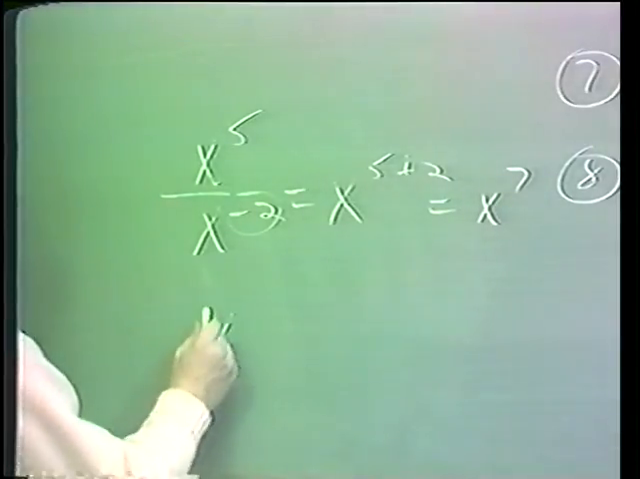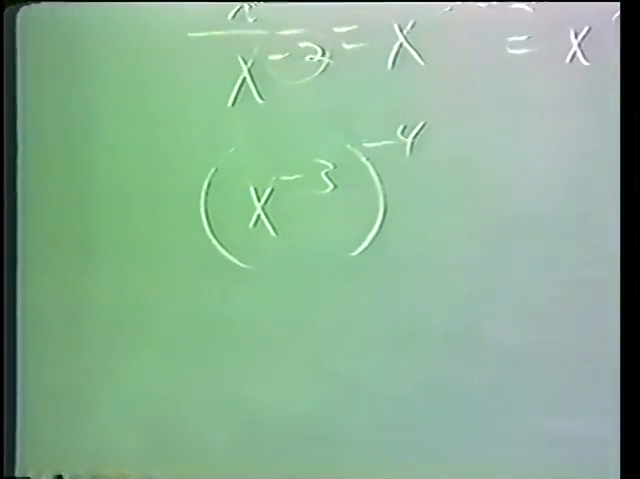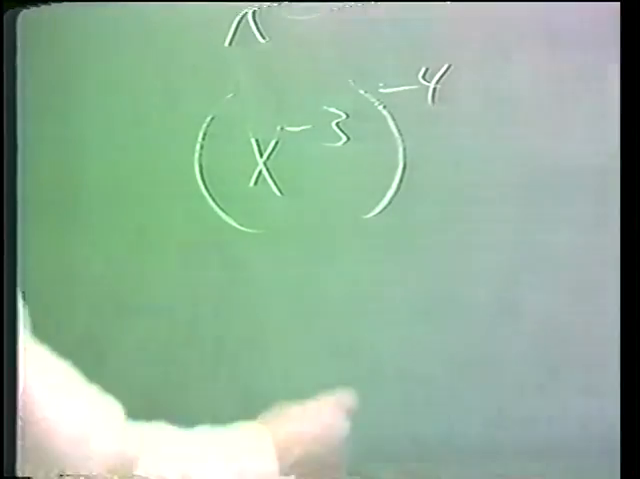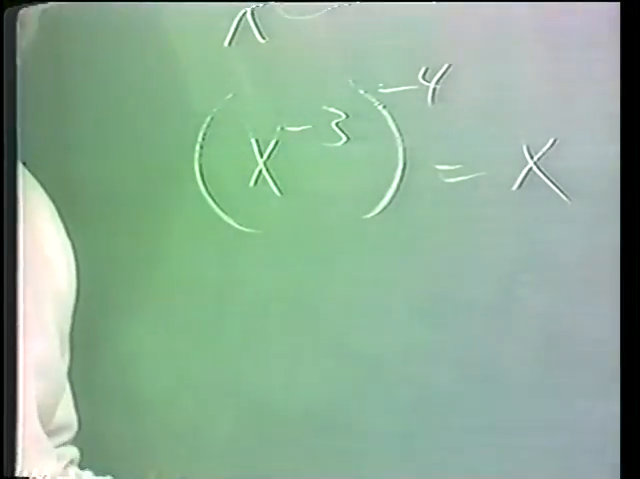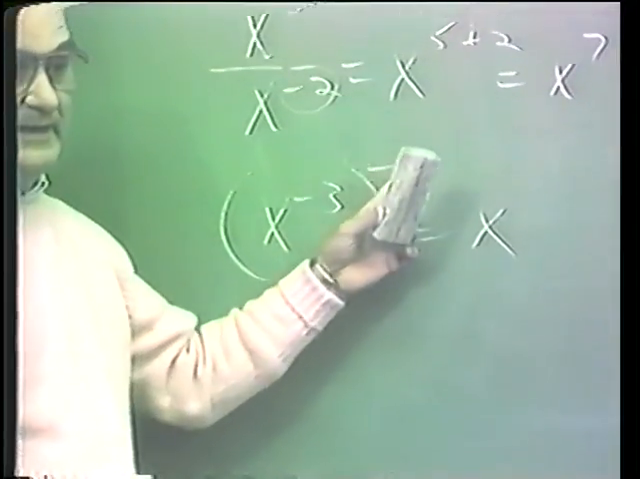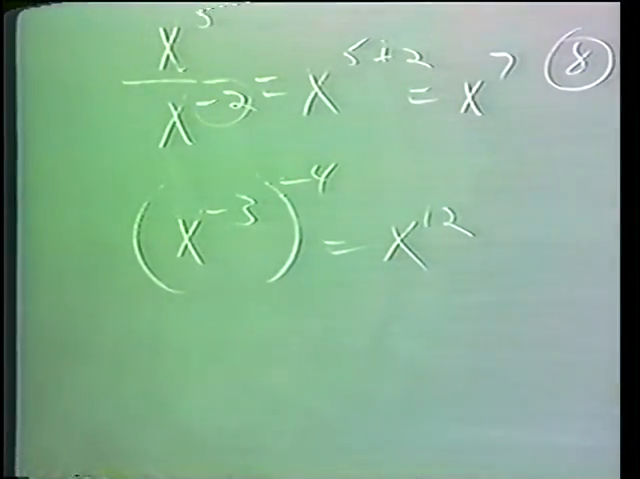Okay? Let's suppose we have x to the negative 3 raised to the negative 4 power. One, x to the 12. x to the 12th power. How do we get it? Well, we know that any time we have a base with an exponent raised to a power, we multiply the exponent times the power. So we have a negative times a negative is positive. 3 times 4 is 12.